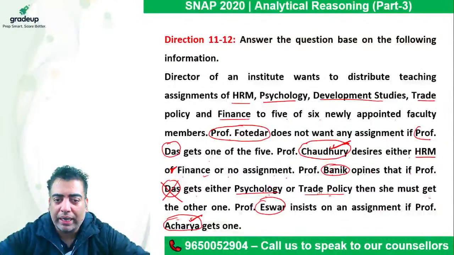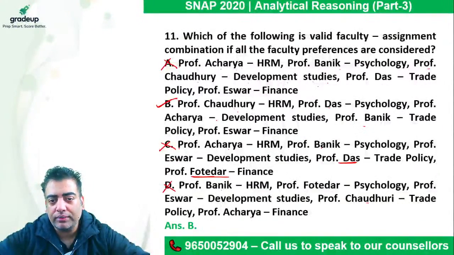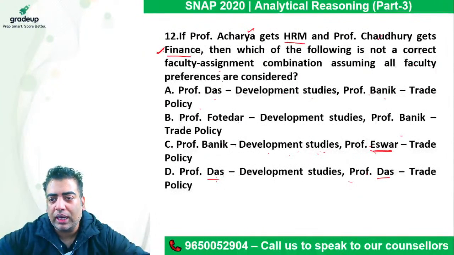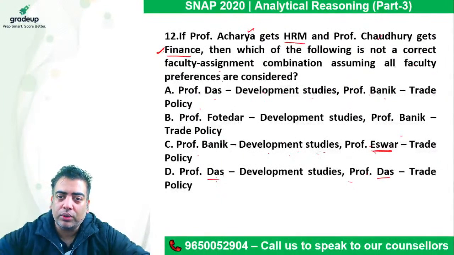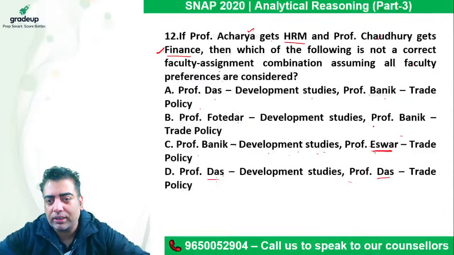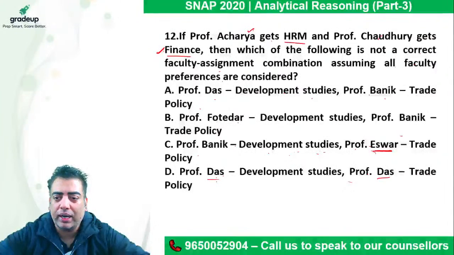That is also the interpretation of this particular statement, which is very important. So here we can say that when Professor Banik is getting development studies, it is possible because Das is nowhere in the picture. He is the fifth person, right? So two of them are mentioned here, two are here. The fifth can get the last subject which is left over, right? So option D we can't see now, but it was, so leave it, leave it. Let's move on.